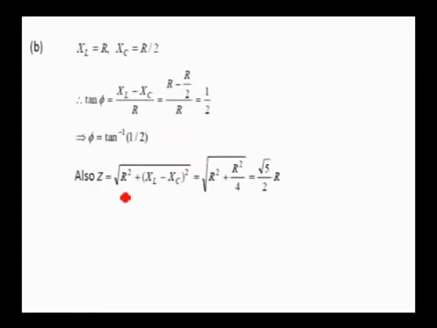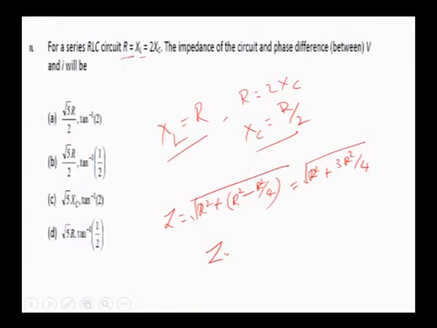Yeah. R square plus XL minus XC whole square. The difference is XL minus XC, it's not the square. It is actually XL minus XC, R minus R by 2 whole square. So this is going to be R square by 4. Now R square plus R square by 4 is square root of 5R square by 4, which is going to become root of 5R by 2.